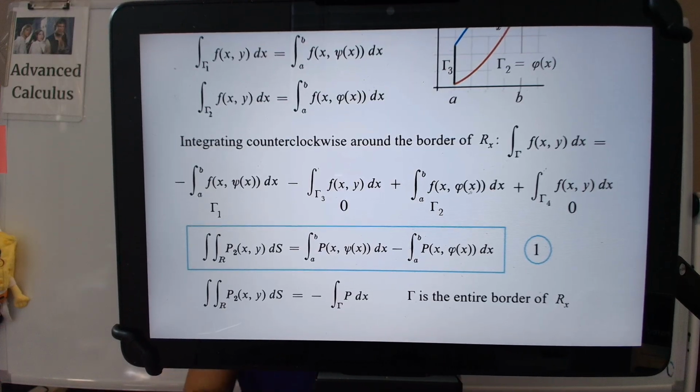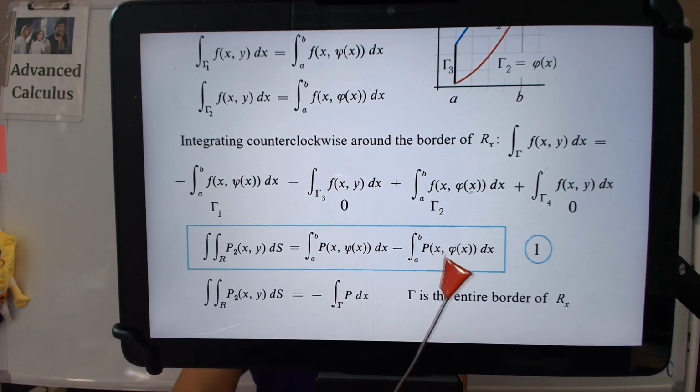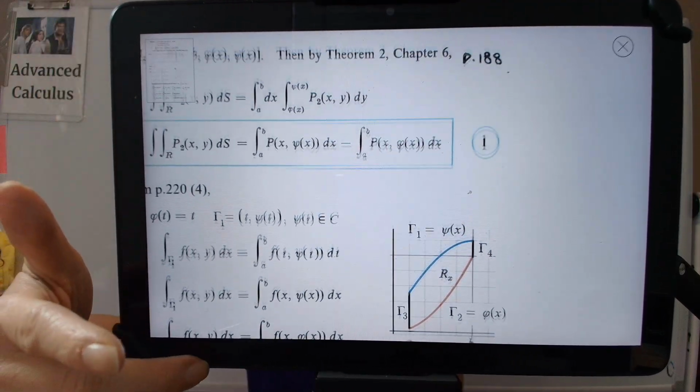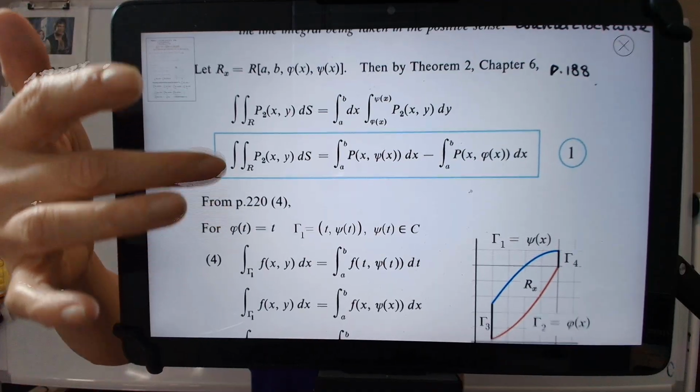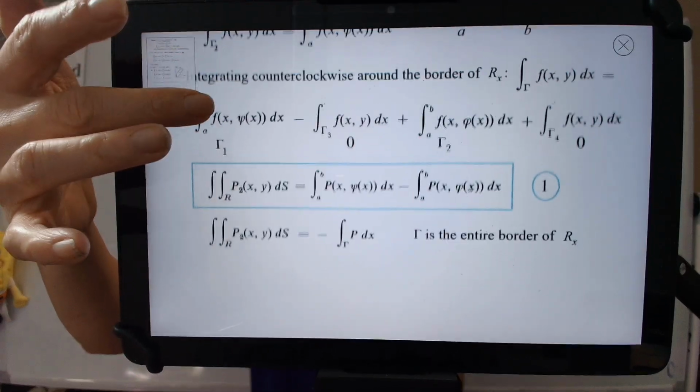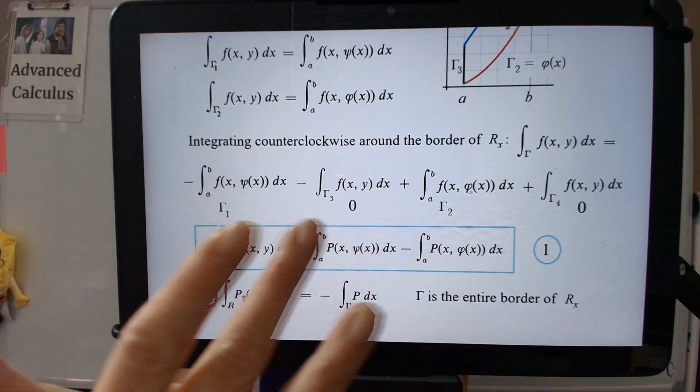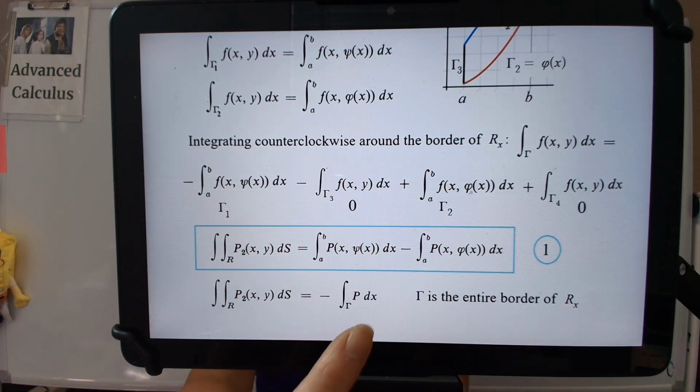Oh, I should say that this is just a repeat of the statement that's on top here. I just copy and pasted this down here. The actual equation is minus phi, okay, and then minus psi and plus phi. So it's the negative of this stuff. In other words, you have to slap a negative sign in there. So that is how this part is proved, and where now gamma is the entire border.